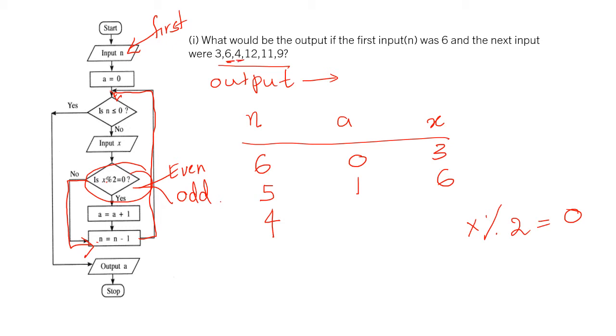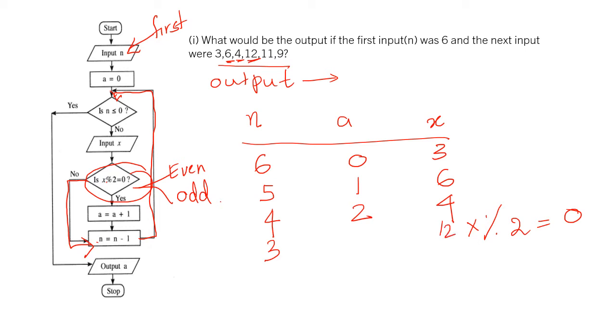Another x is 4. Is it an even number? Yes. You add 1 to a. So when you add 1 to a it is 2. Subtract 1 from n. 4 minus 1 is 3. Go and check the condition again. N value is still greater than 0. So it's no. So input x, what is the input x? It is 12.